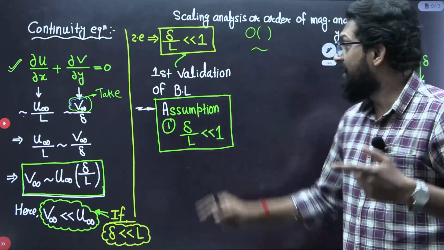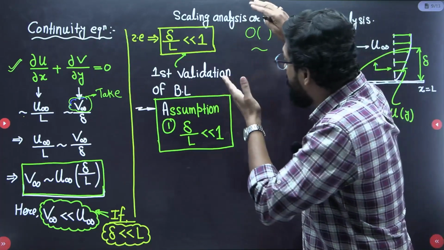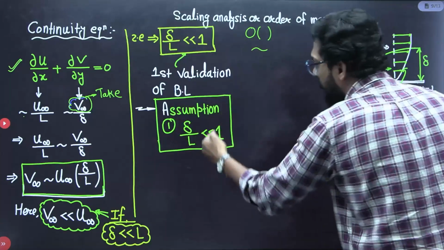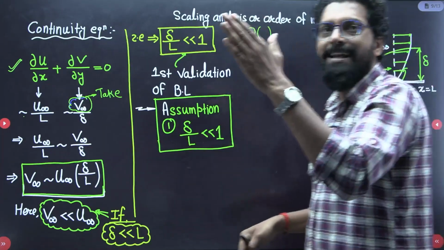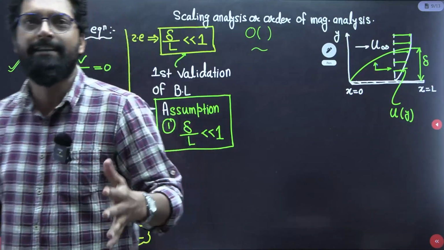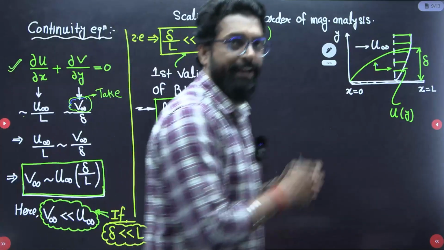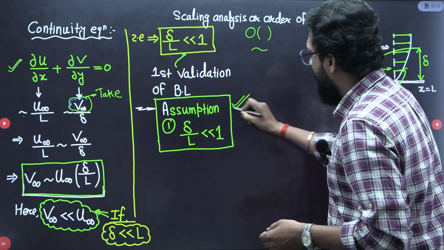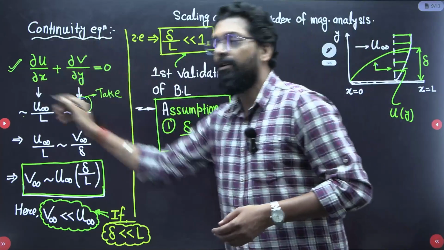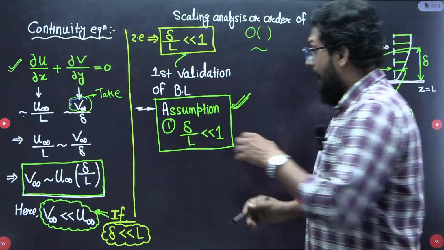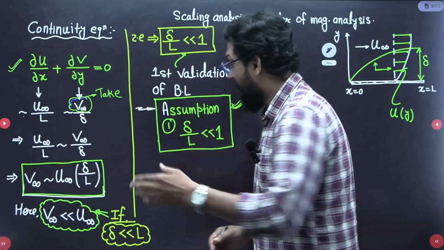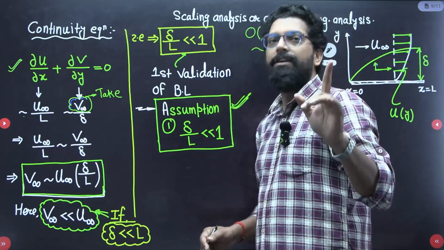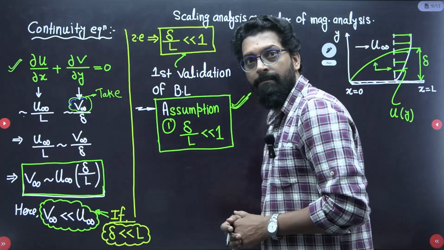Delta by L, this is the first validation of the boundary layer. If you analyze the boundary layer, there is a prime assumption. That means assumption number one is that the boundary layer thickness must be less than the length of the plate. This is our first validation, and it comes up with the continuity equation. In the preceding lecture, the importance of this validation greatly affected your equations in the boundary layer.